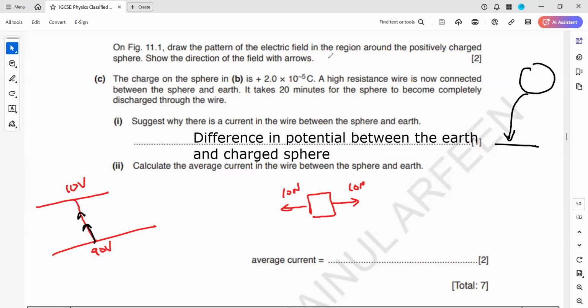But if you're holding a live wire and you're touching the ground, will the current pass through you? Yes, it will pass and you will get an electric shock. So for the charges to move, there must be a difference in the potential. If there is no difference in potential, charges won't move.